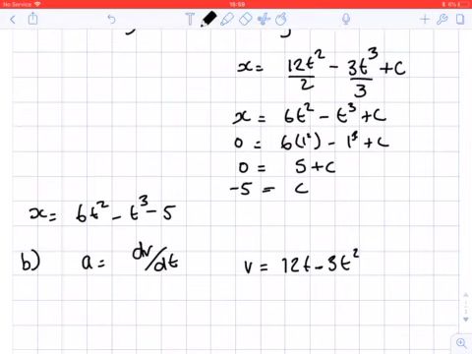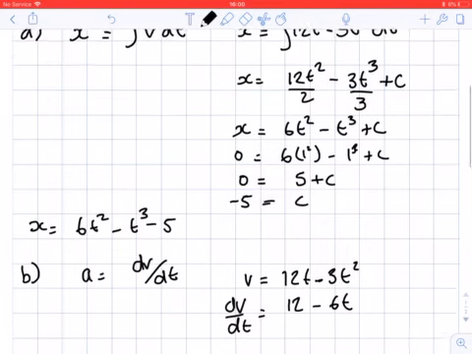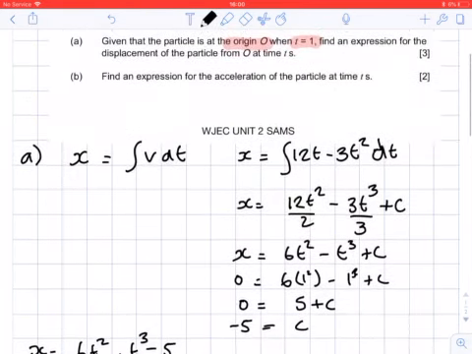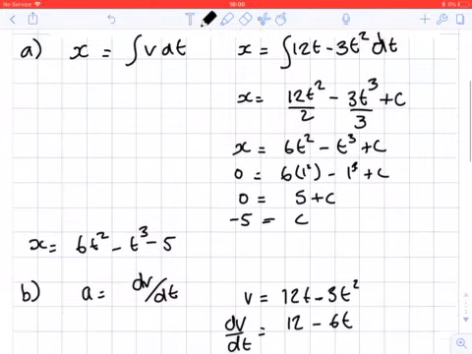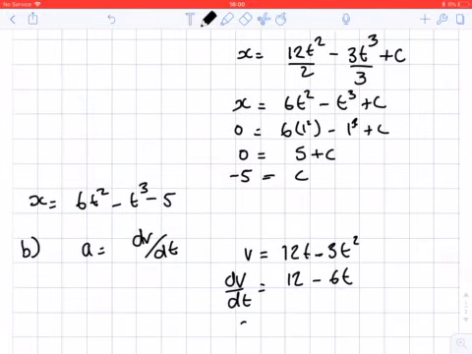So if I differentiate this, dv by dt, I should find my acceleration. So the differential of 12t is just 12. The differential of minus 3t squared is minus 6t. Now it says it wants the expression for the particle at time t seconds. So my expression is going to be acceleration is equal to 12 minus 6t.